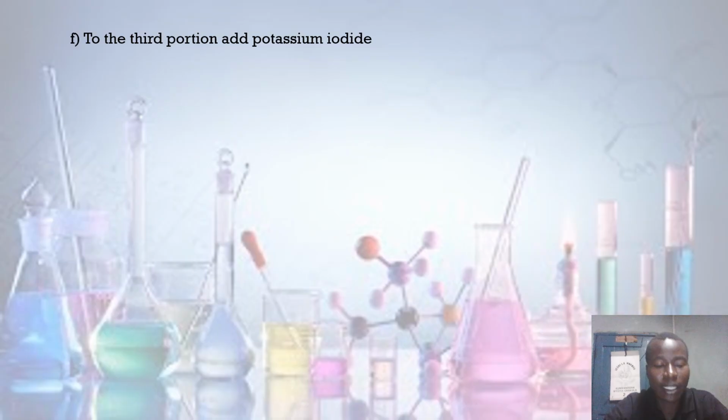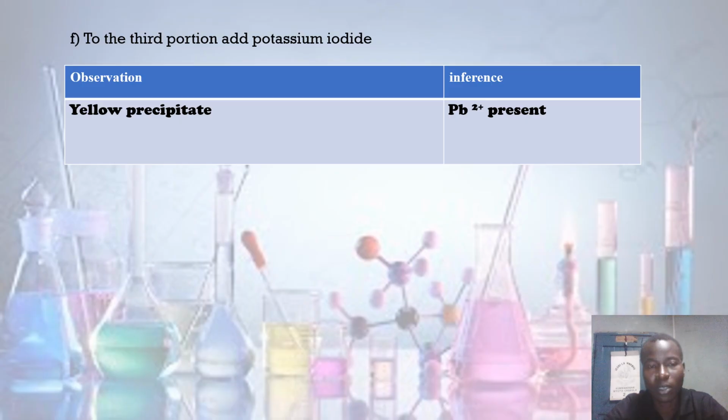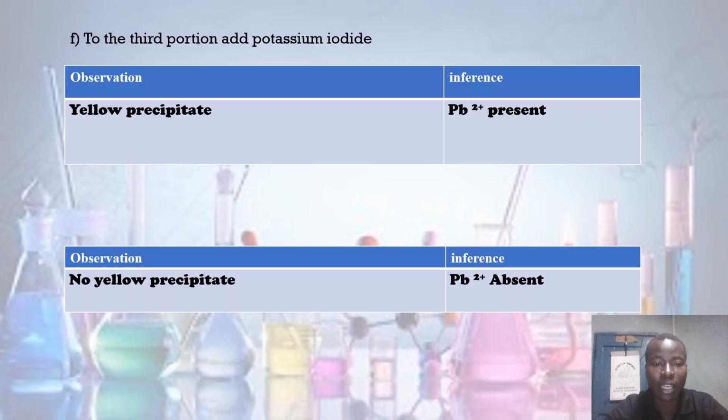Now, the next reagent that we use in the laboratory is potassium iodide, and this one is simple. Potassium iodide usually helps us to identify if lead ions are there or not. If you see a yellow precipitate, it means lead ions are present. If you don't see that yellow precipitate, it implies that the lead ions are absent.